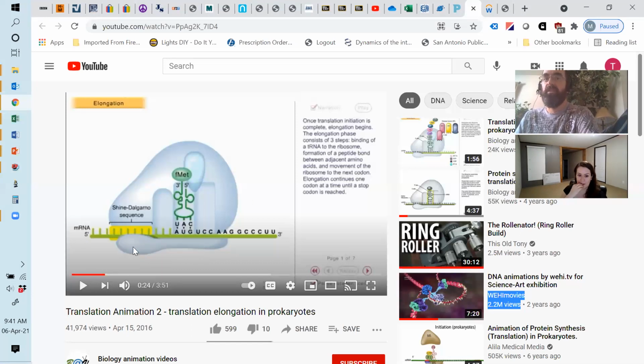So I could show you a picture of this if I was so inclined and ask you, is this eukaryote or prokaryote? And you'd be able to say, without looking at the title, it's prokaryote, right? Because it has the Shine-Dalgarno sequence, which is involved in guiding the small subunit to the start codon.